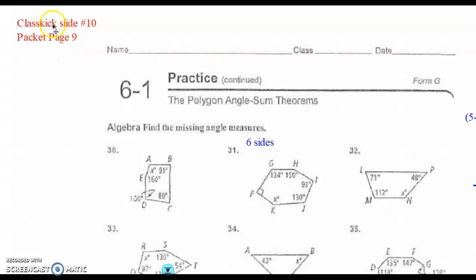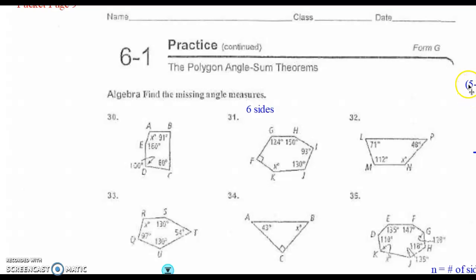And if you're on Class Kick, it is slide number 10. It should say 6-1 practice. And most of this lesson deals with the exterior angles. This is a continuation from yesterday's. We're going to do number 30 together, and notice this figure, number 30, has 5 sides.